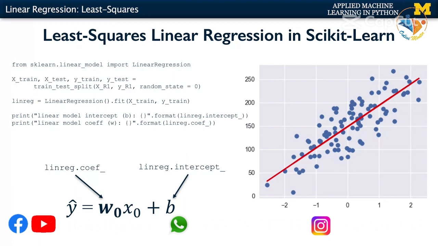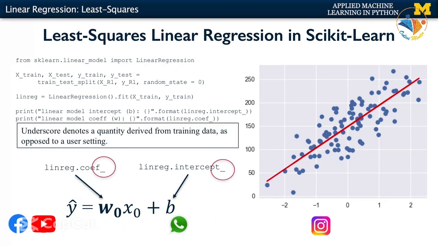The linear regression fit method acts to estimate the feature weights w, which it calls the coefficients of the model, and it stores this in the coef_ attribute, and the bias term b, which is stored in the intercept_ attribute. Note that if a scikit-learn object's attribute ends with an underscore, this means that these attributes were derived from training data and not, say, quantities that were set by the user.